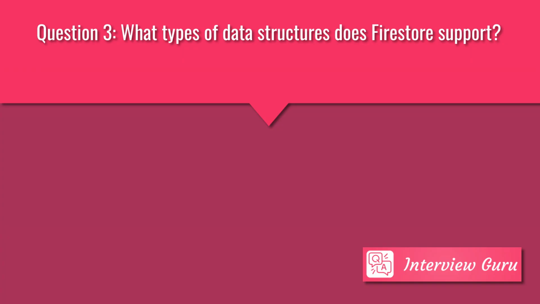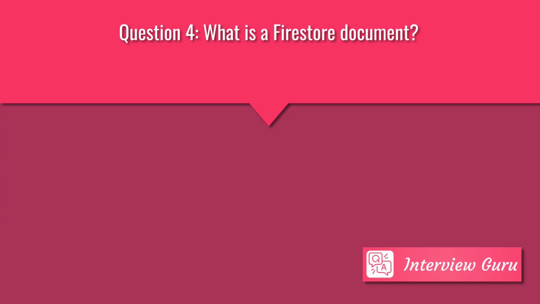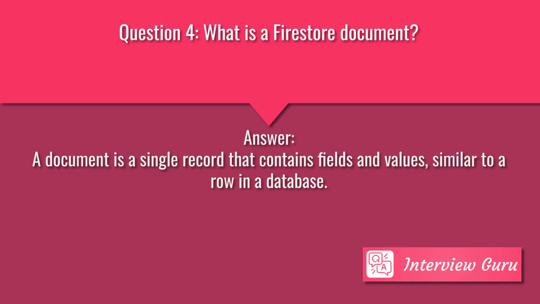Question 3. What types of data structures does Firestore support? Firestore supports documents, collections, arrays, maps, strings, numbers, booleans, and timestamps. Question 4. What is a Firestore document? A document is a single record that contains fields and values, similar to a row in a database.